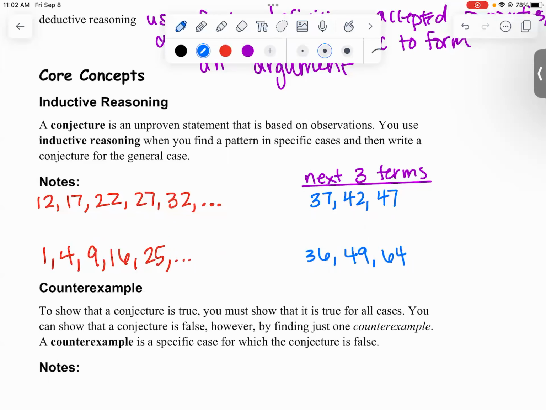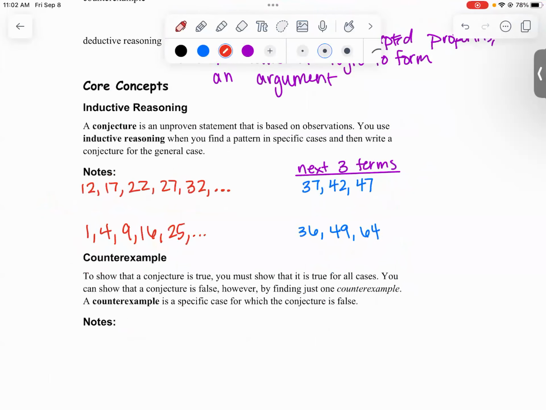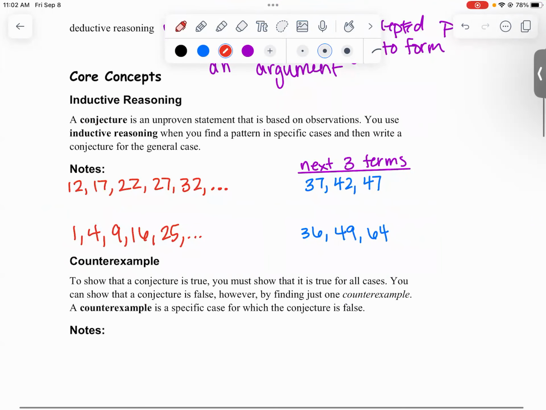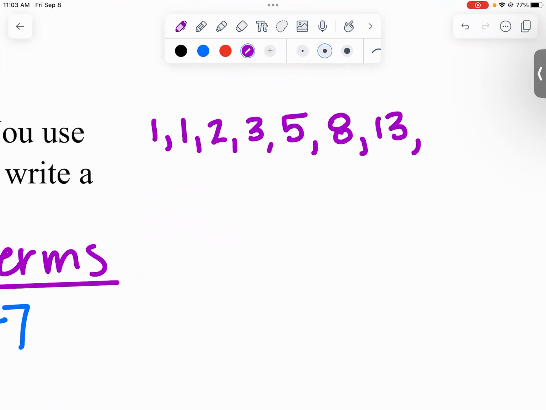Who knows it? Harvey, do you know what it starts out as? Is it 1, 1, 2? Yeah, 1, 1, then 2, then 3, then 5, then 8, then 13, then 21. Yep.